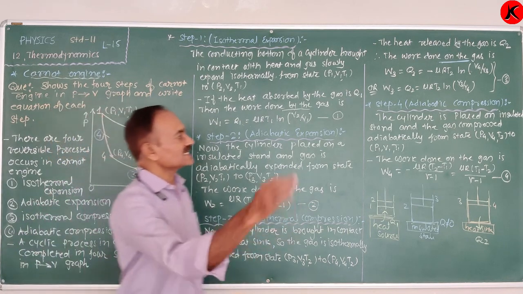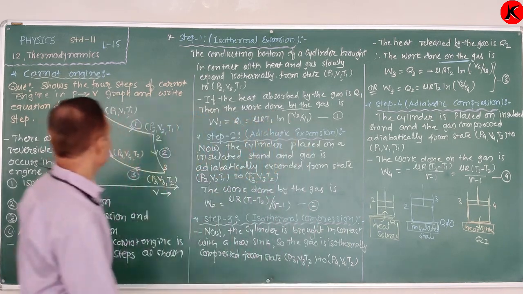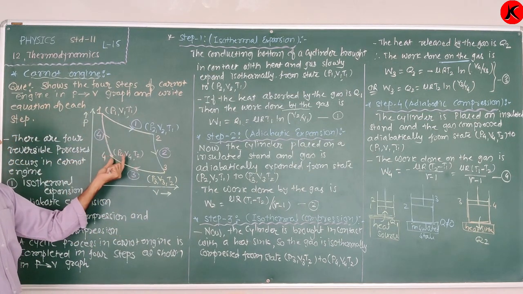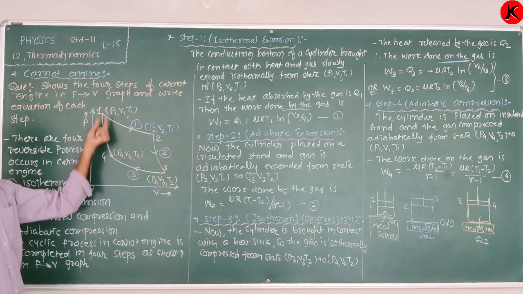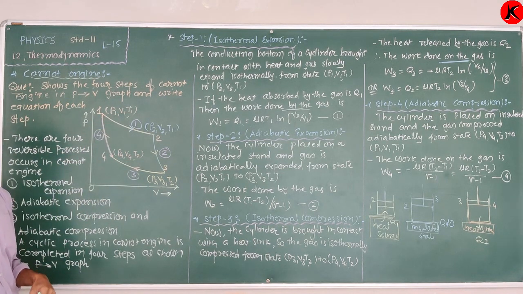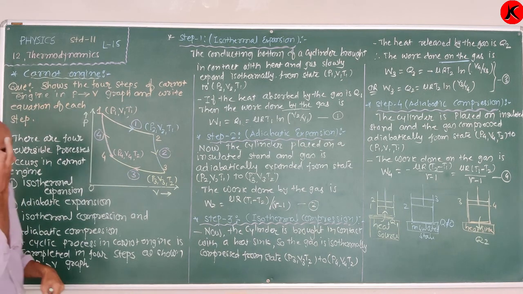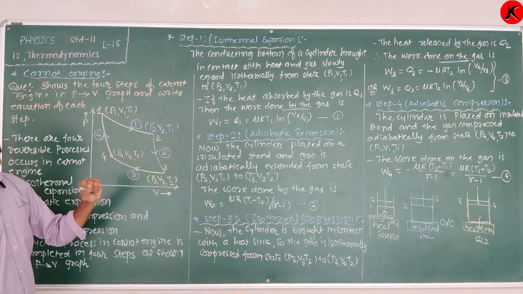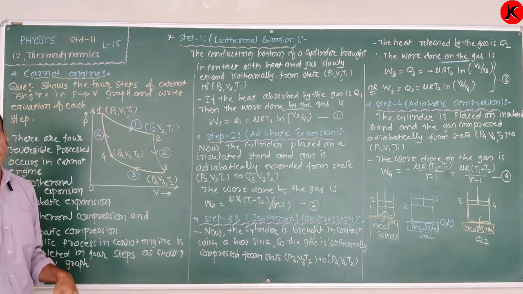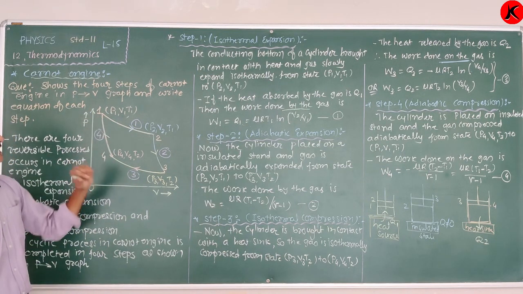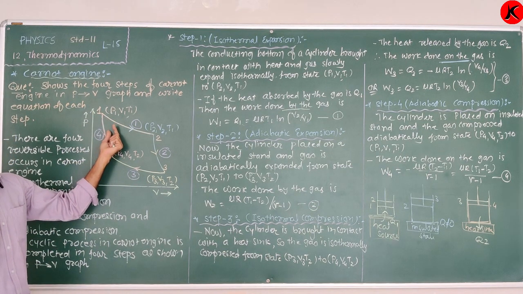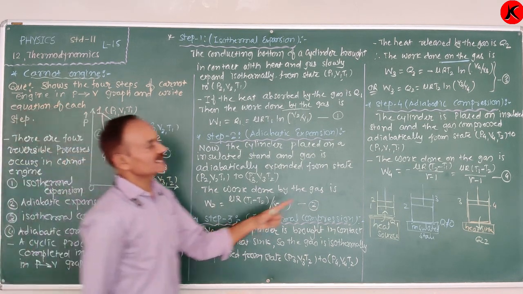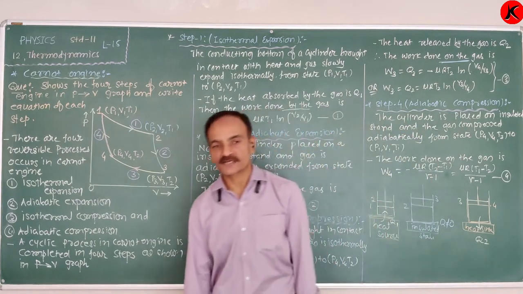Clear? Now the last step, step 4, to complete the Carnot cycle from 4 to 1. In the fourth step, the state is P4 V4 T2, and in the first step P1 V1 T1. Now listen, the exchange of heat does not take place here, therefore this process is adiabatic. But the temperature is changed from T2 to T1, and the volume is also compressed. Therefore, this process is known as adiabatic compression.